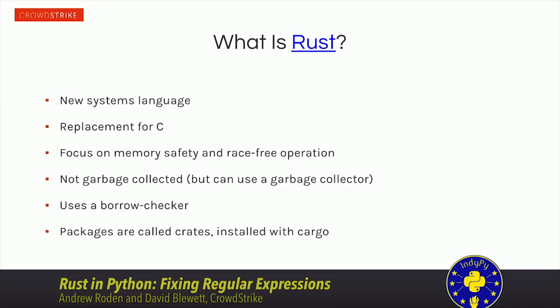So I'm curious in the audience, who has heard what Rust is? Cool, good. So systems language intended to be a replacement for C. Doesn't have a built-in garbage collector, but you can use a garbage collector that's built into Rust. So if you wanted to be able to do something similar to Python and have a little bit more checking, you can do that. It has a system called crates to install packages installed by Cargo.